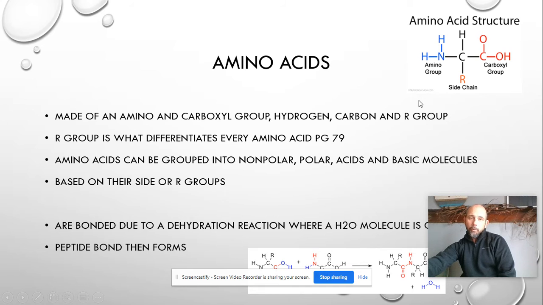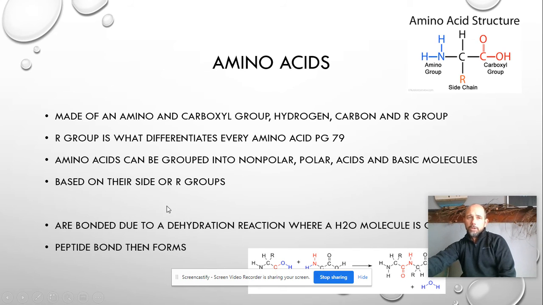It can make it nonpolar. It can make it polar. It can make it acidic. It can make it basic. It can make it interact as a hydrophobic molecule, or hydrophilic. It can make it form disulfide bonds with other molecules. And there are just so many different characteristics that this side chain can give that amino acid, which eventually will give that overall polypeptide or peptide chain different characteristics as well.